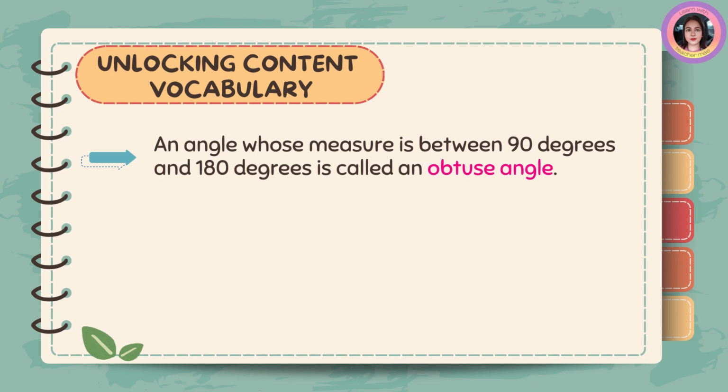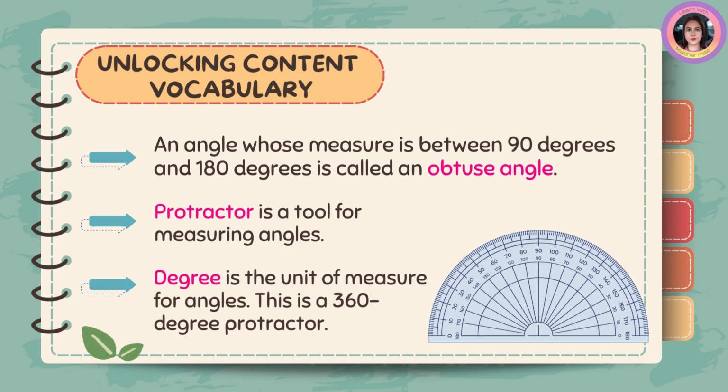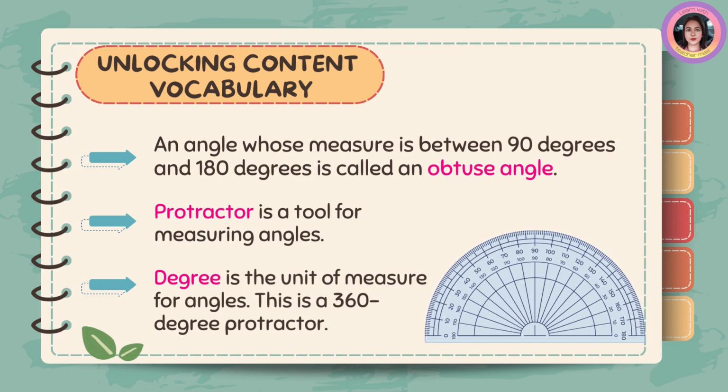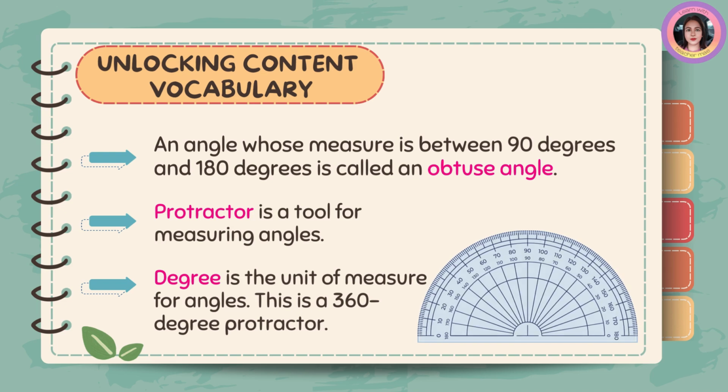An angle whose measure is between 90 degrees and 180 degrees is called an obtuse angle. Protractor is a tool for measuring angles. Degree is the unit of measure for angles. This is a 300-degree protractor.